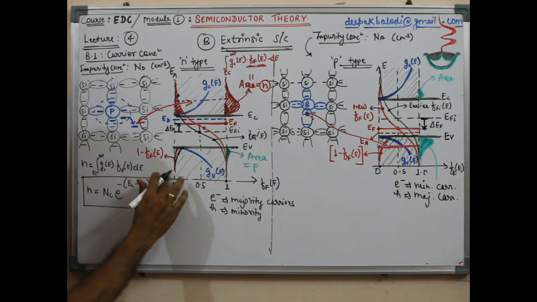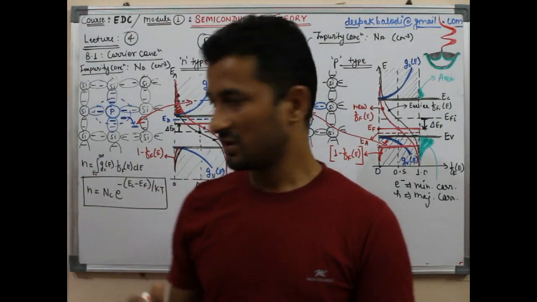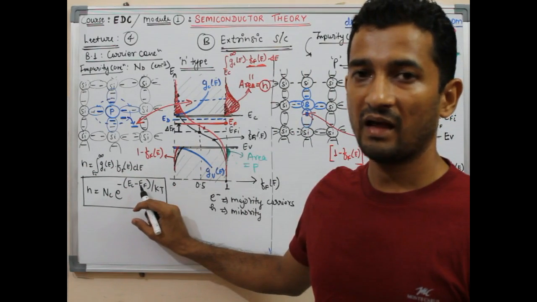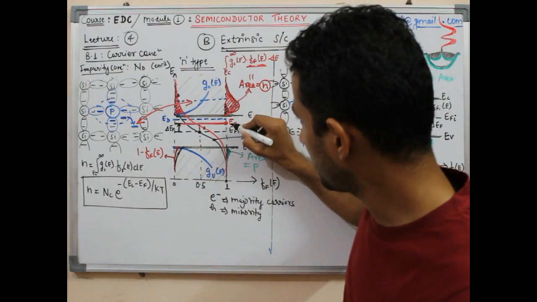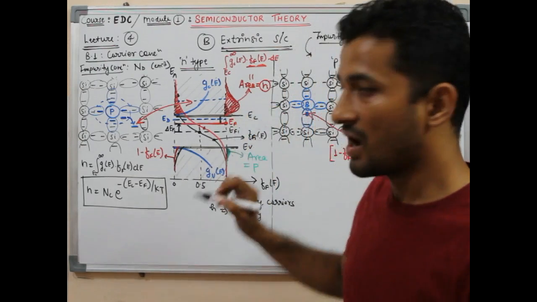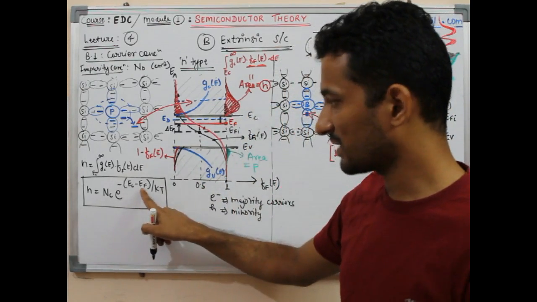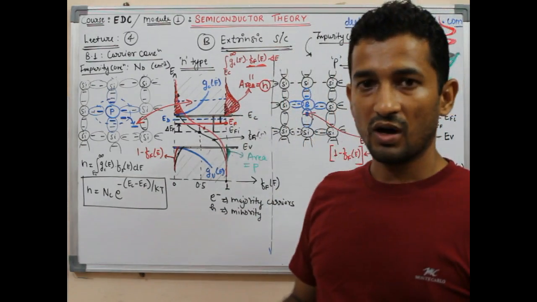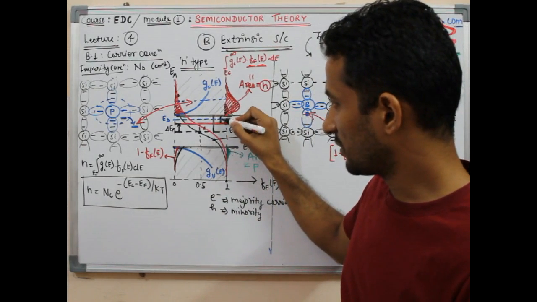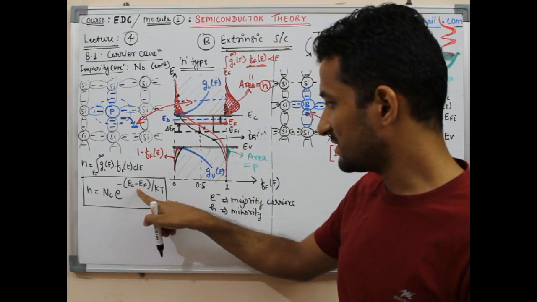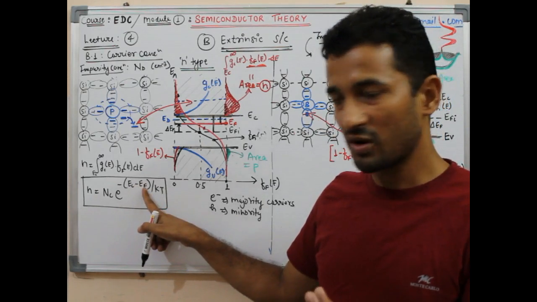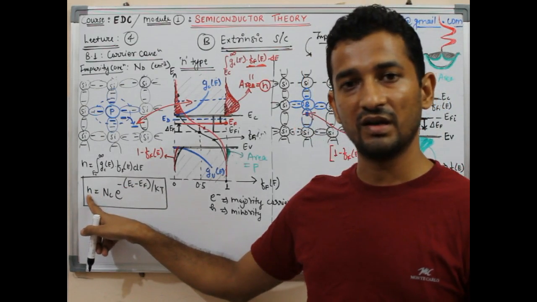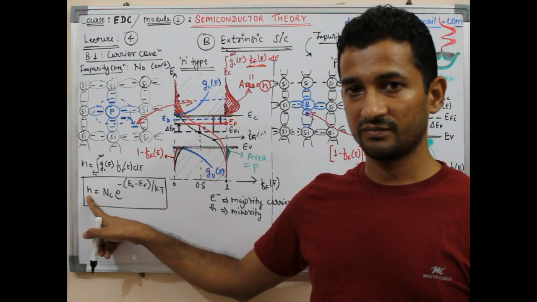With the caution, what change do we see here? The only change is that this time it is EC minus EF, but the new EF is this, so we are only processing with this difference. Earlier, in the case of intrinsic, we had EC minus EF, and that EF was EFI, so there we had this difference. So earlier we were calculating this, now we are calculating with only this EC minus EF. So this EC minus EF is supposed to be a smaller number, and with the negative sign it appears to be a relatively large number. So we are expecting a relatively large free carrier concentration.